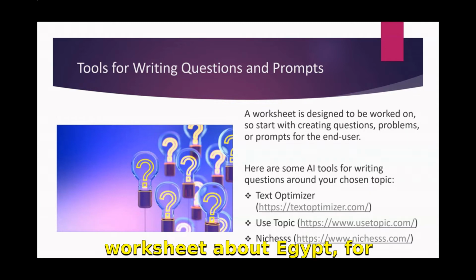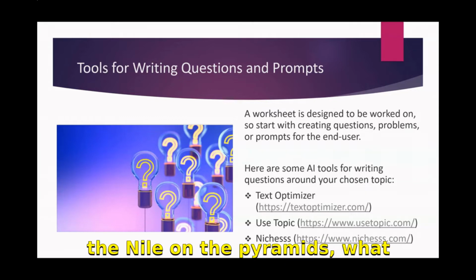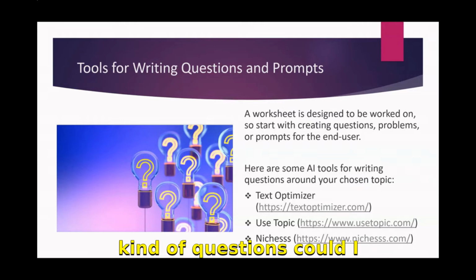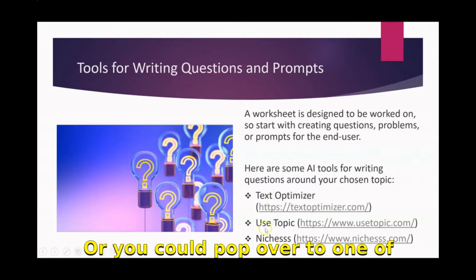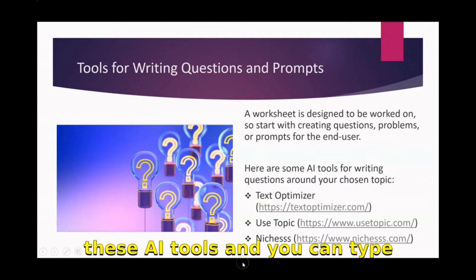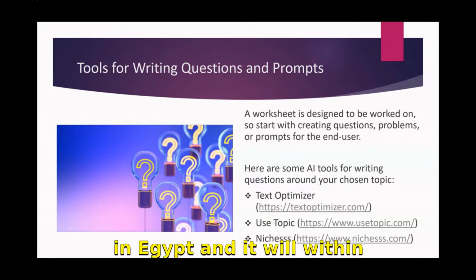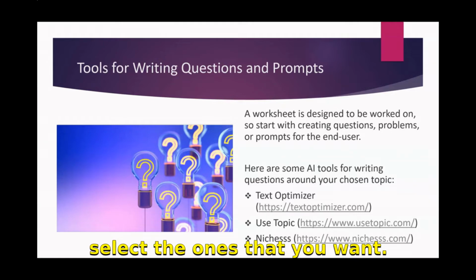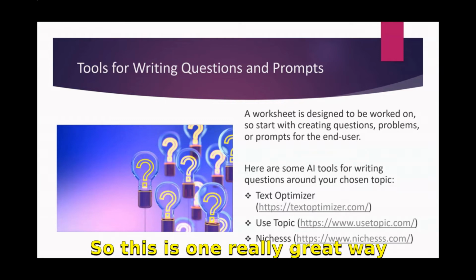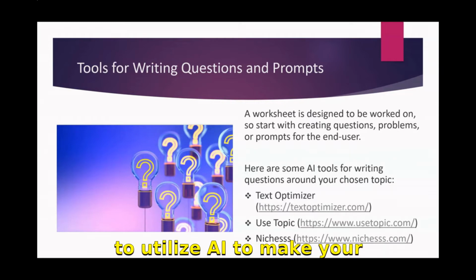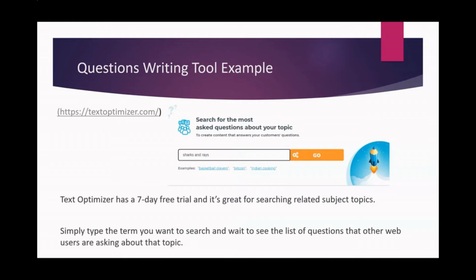Maybe you're creating a worksheet about Egypt, for example, and you could be thinking, well, what do I know about Egypt? Okay, the Nile and the pyramids. What kind of questions could I write about those? Or you could pop over to one of these AI tools and you could type in Egypt and it will, within seconds, spit out an entire list of questions for you. And all you need to do then is select the ones that you want. So this is one really great way to utilize AI to make your process more efficient.